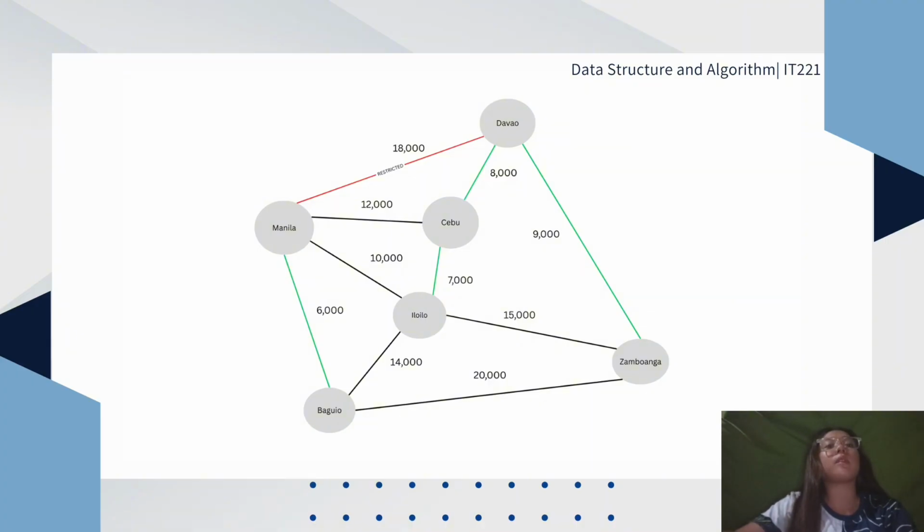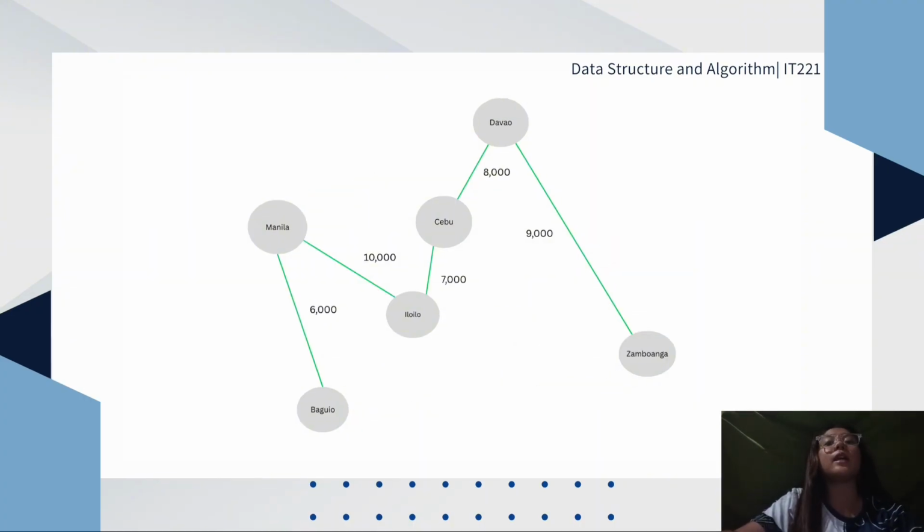Since all necessary routes are connected and there's no more route to add, we're going to show the final minimum spanning tree for that scenario. And this is our final MST with a total setup cost of 40,000.